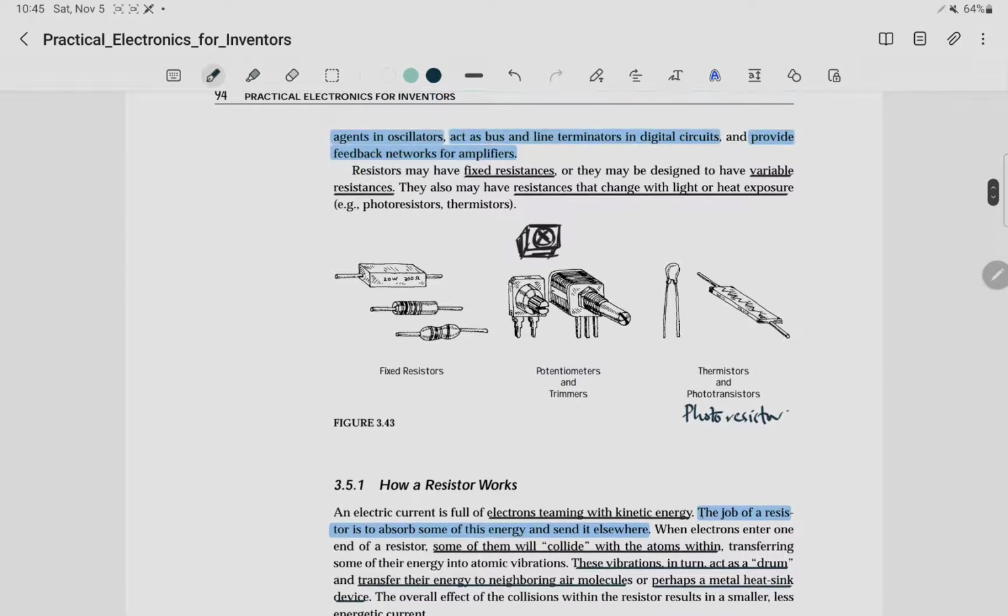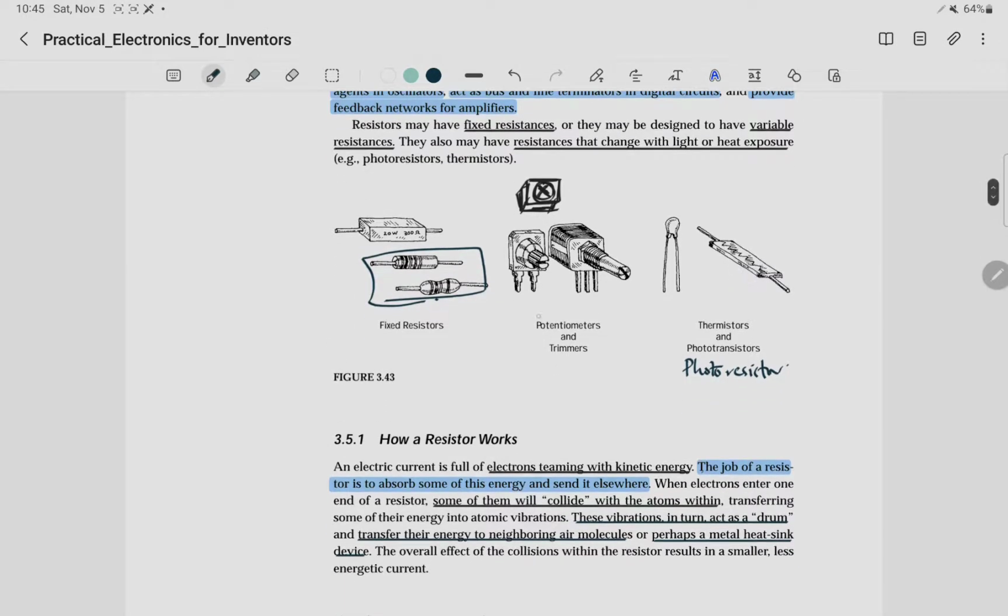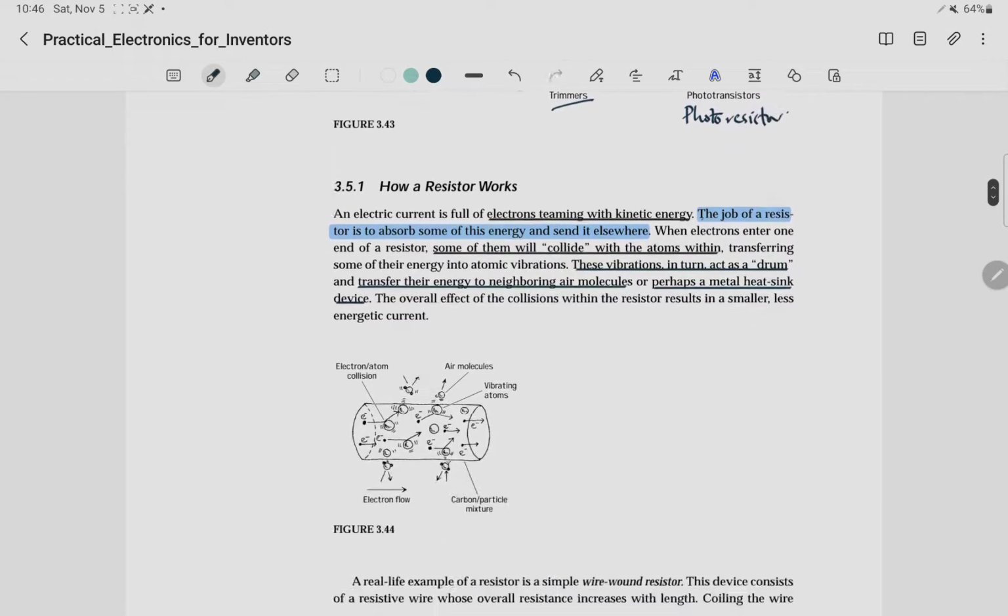Here you can see these are the common types of resistors you'll see. We shall look at them. Then you have potentiometers and trimmers. We shall look at these as well. Then these are the thermoresistor and these are photoresistor. So we're going to look at all these types of resistors as well.